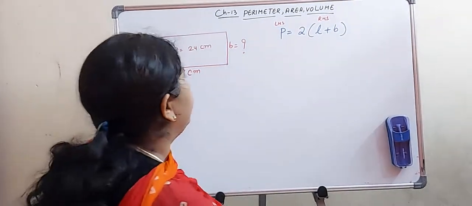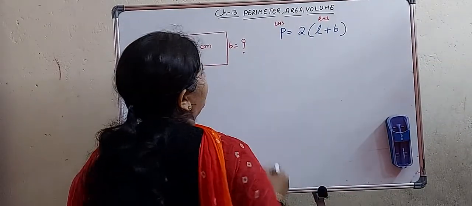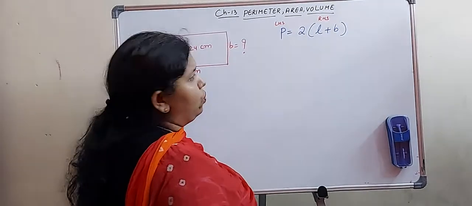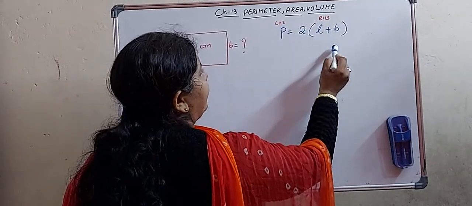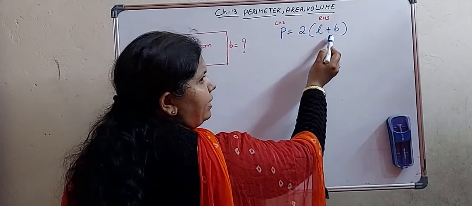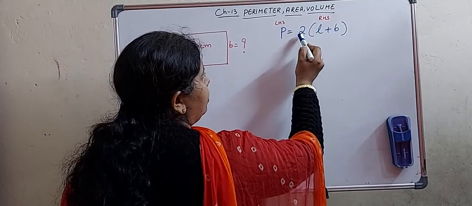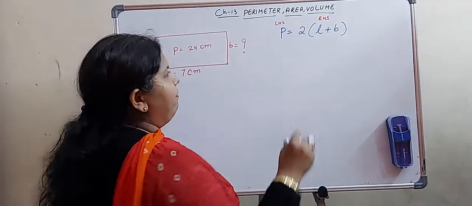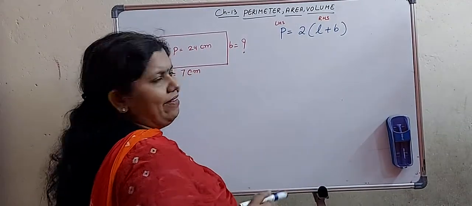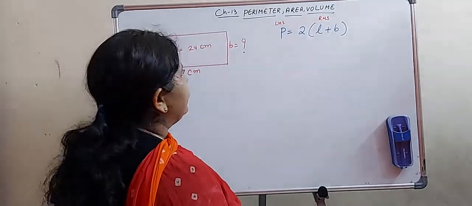Now for example, I have to remove this 2. What can I do to remove this 2? I have to divide by 2. This 2 is actually multiplied with L plus B. So if I divide by 2, the 2 and 2 will get cut, and I will get only L plus B. That is what I am doing.